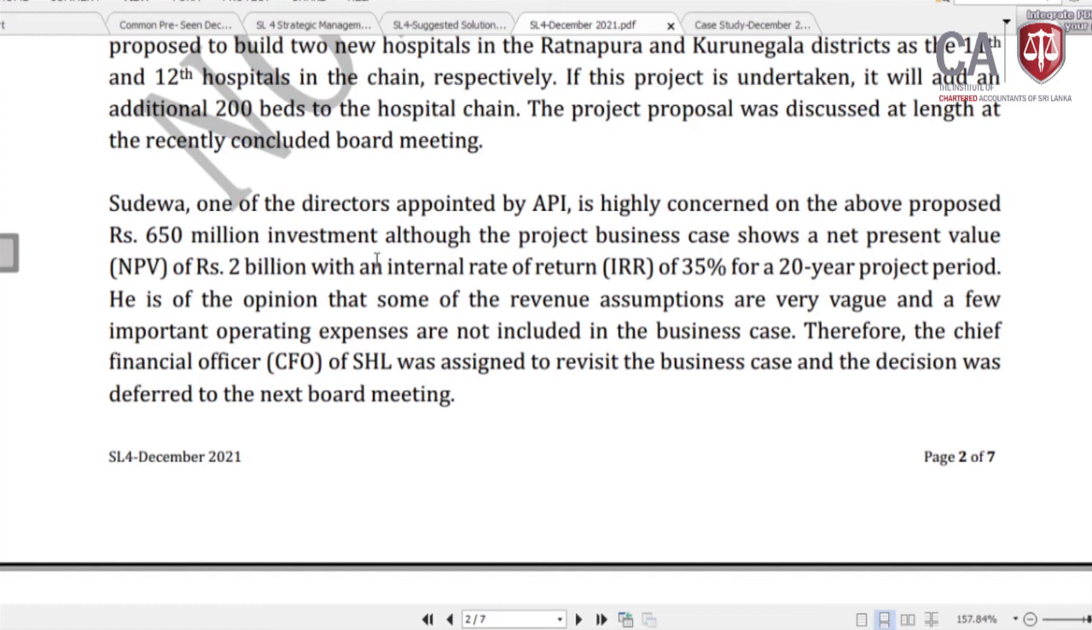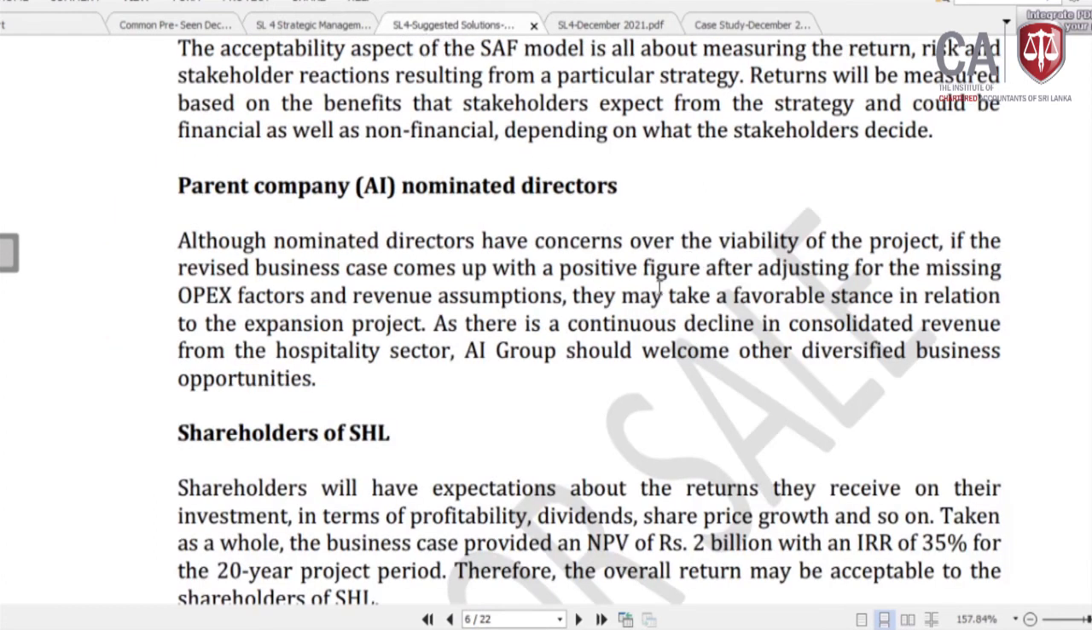Therefore, the chief financial officer of SHL was assigned to revisit the business case and the decision was deferred to the next board meeting. So, with this new plan, if it is positive cash flow after incorporating all these expenses, then only this is acceptable, right. So, it is clearly given here.